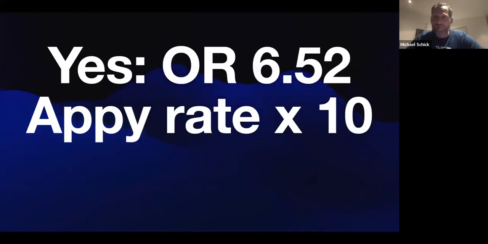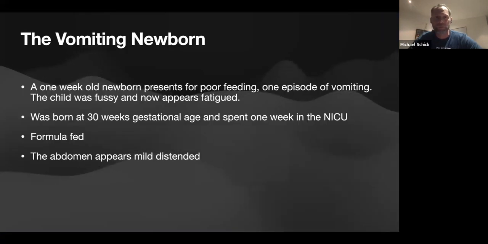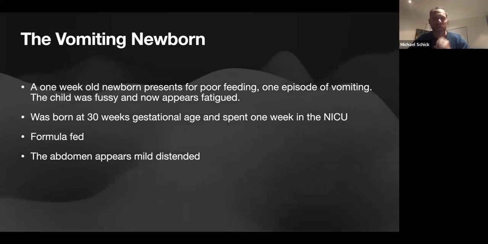If they have secondary signs of appendicitis, so there's some free fluid there in the right lower quadrant, then the odds ratio is 6.5 times higher, and they have an appendicitis rate 10 times what they would otherwise. So these are high-risk patients that need surgical evaluation and need to be watched in the hospital, or maybe get further imaging. All right, so that's appendicitis.